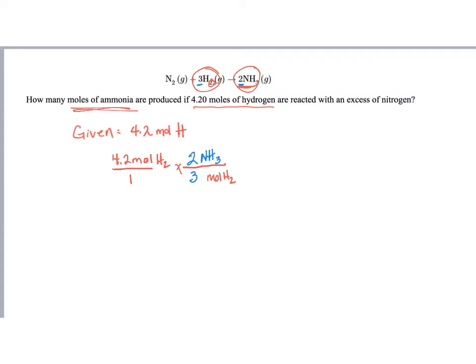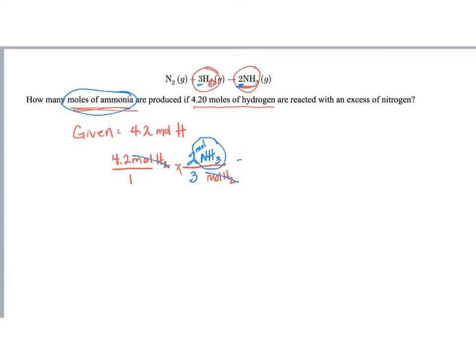Now, how do we know? And what's good about this is that you can check that you set it up correctly. Because if you set it up correctly, all of the units are going to cancel except for the units for what you're solving for. And so we're solving for moles of ammonia, and right here this should be 2 moles of NH3. So we have 2 moles of NH3, 3 moles of hydrogen. And so we know that the moles of hydrogen canceled, and we're left with moles of NH3.